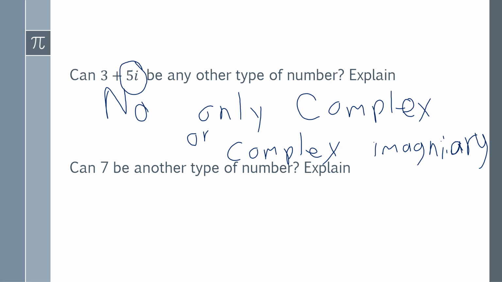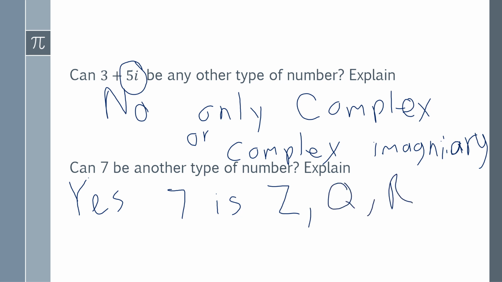Alright? Can 7 be another type of number? Yes. Why? Because 7 is an integer, it's a rational number, and it's also a real number. It's a real number because we could see it on a graph. It's a rational number because you could rewrite 7 as a fraction, and it's an integer. Is it complex? No. There's no i attached to it.